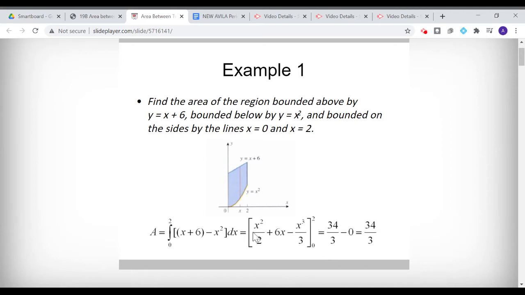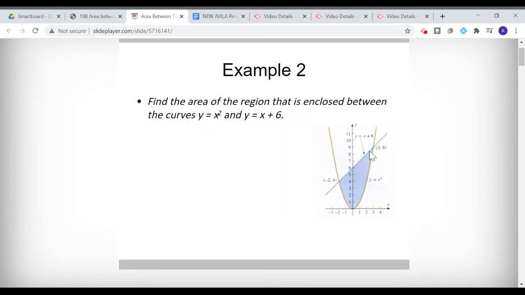So here, if I plug in 2, I get 4 over 2 plus 12 minus 8 over 3. Simplifying, you get 34 over 3. And if I plug in 0, all of these terms will be 0. So I end up with an area of 34 over 3.